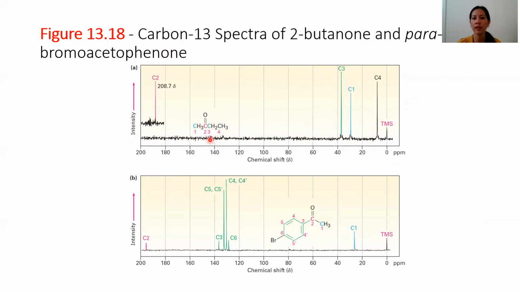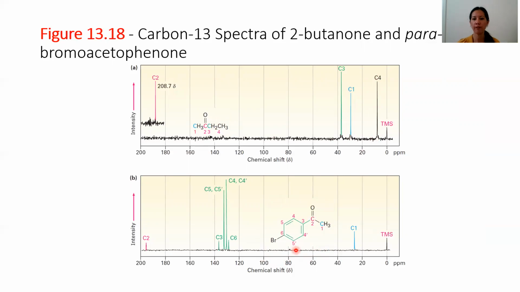So this one here, the C3, will show up a little before 40, and then your methyl group next to the carbonyl will show up a little more upfield from that. And then finally, just your primary methyl group here coming up a little before 10. Okay, let's contrast that with the spectrum for parabromoacetophenone.